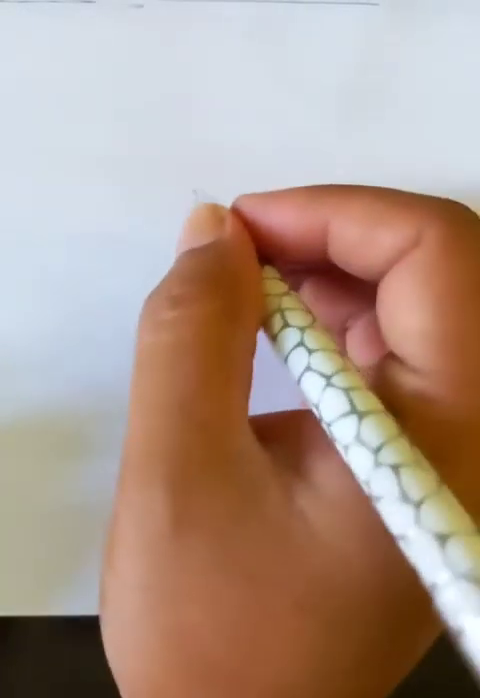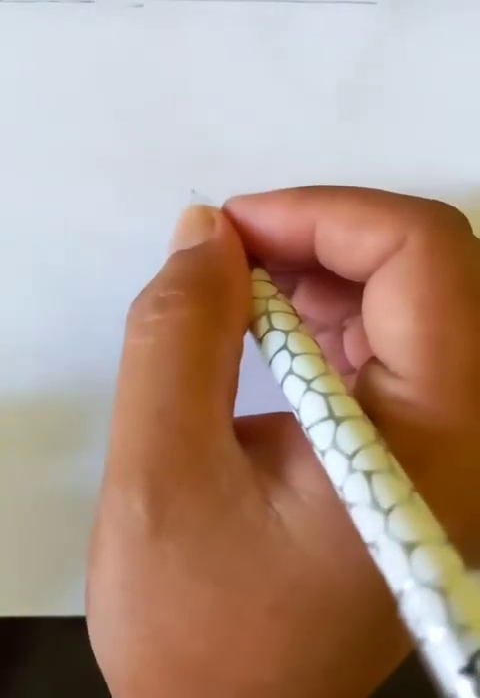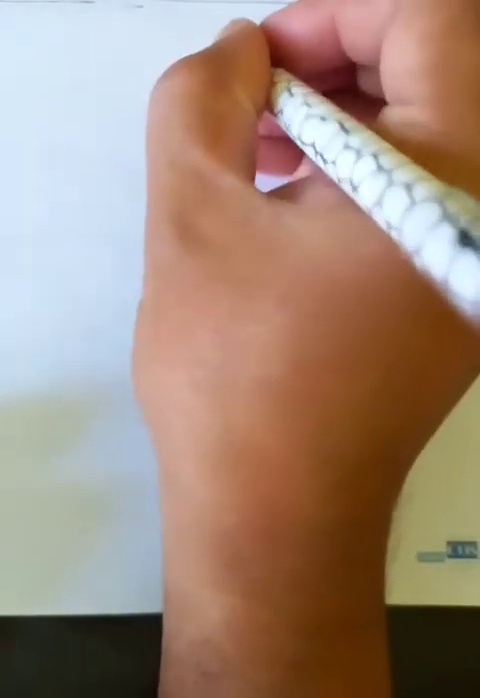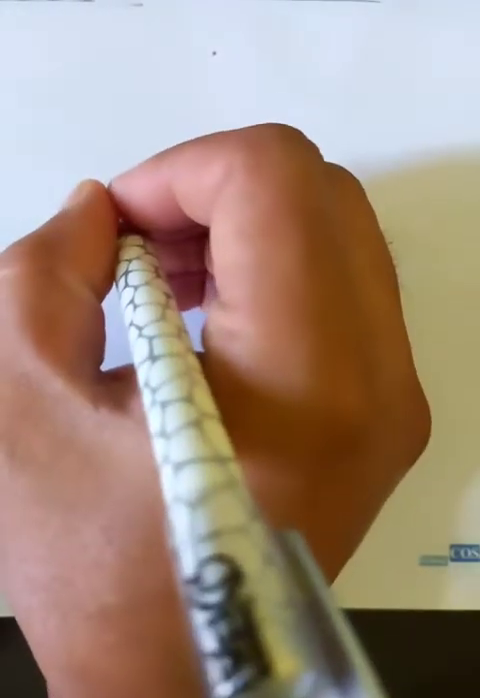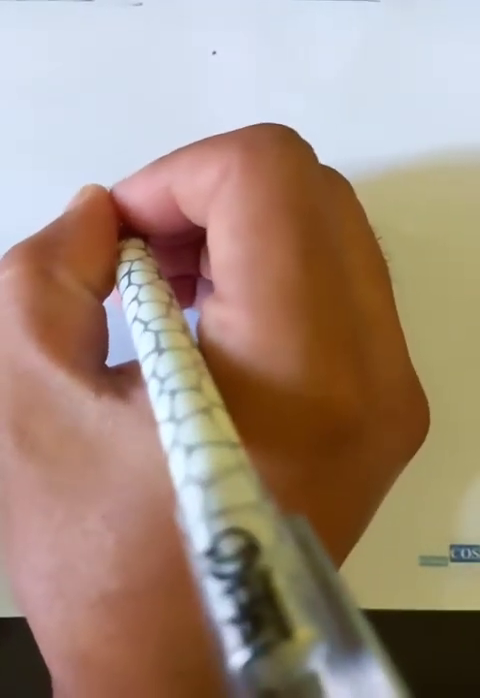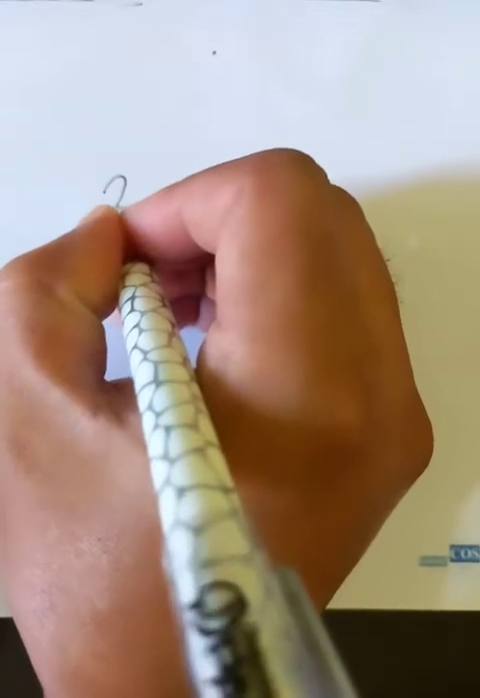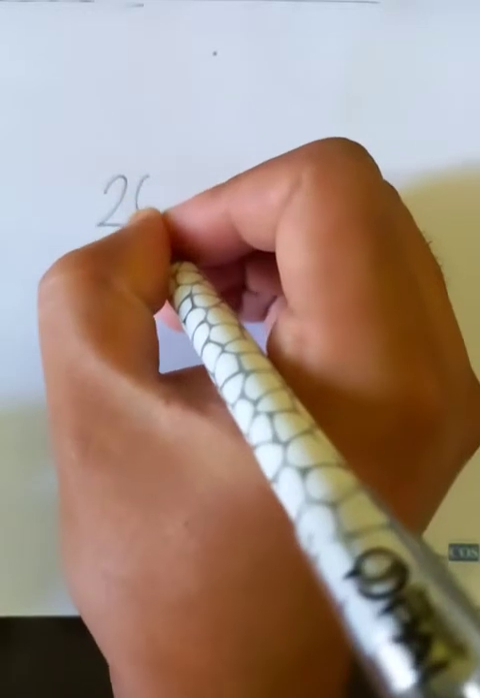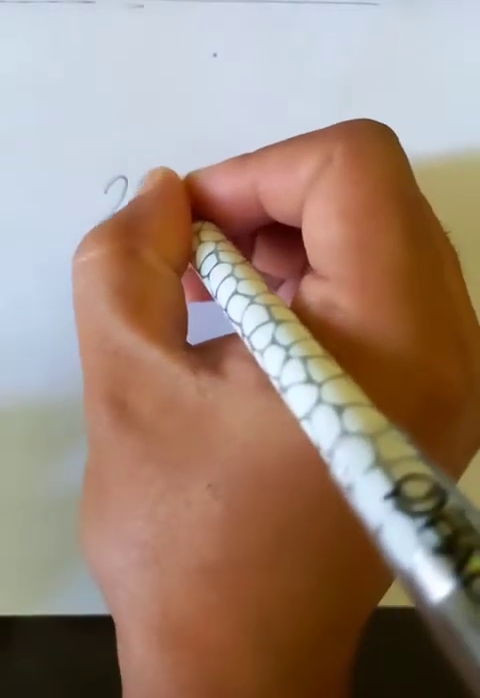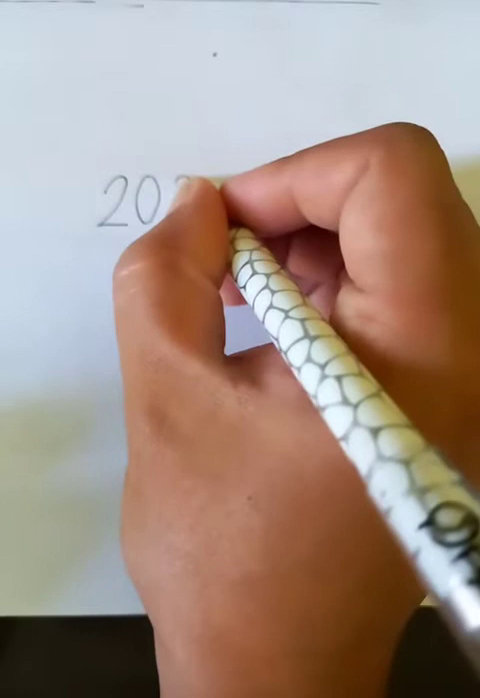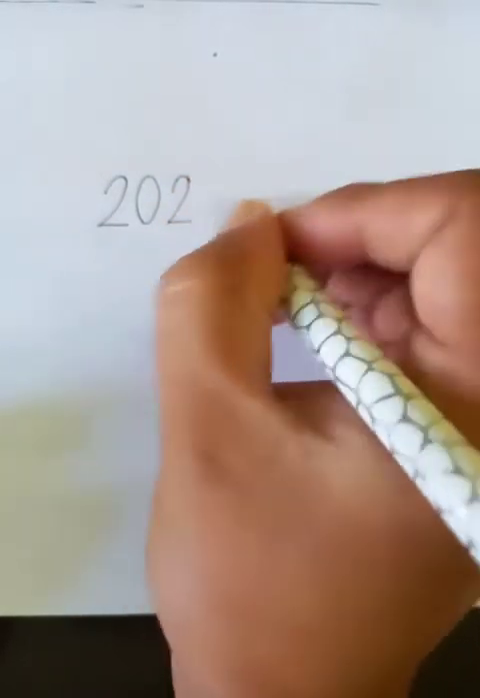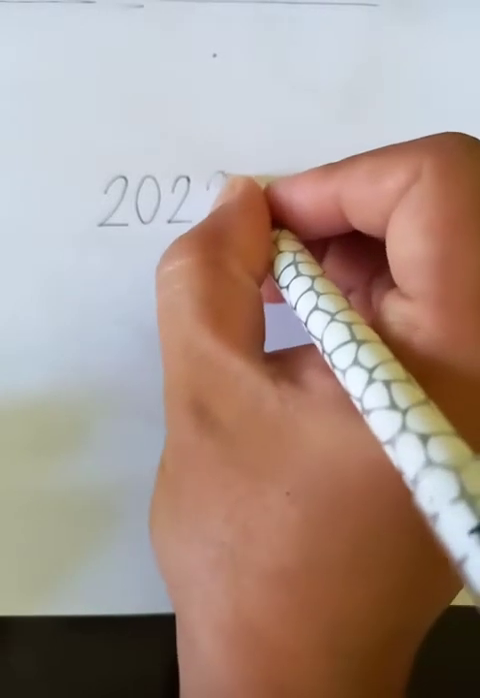So today we are going to draw two birds using the number 2022. So 2022, let's draw the number first. 2, 0, another 2 and another 2.